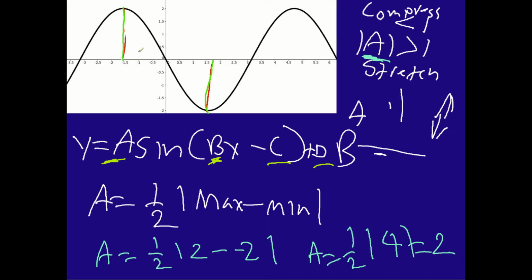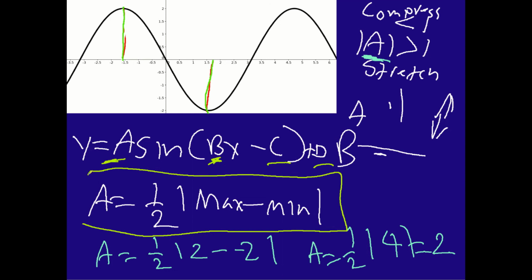And so this can be calculated by using this equation right here, this expression right here. So you do A equals 1/2 times the absolute value of the maximum subtracted from the minimum. And so when you do that, you're able to figure out what is the amplitude, or what is the distance, the height of the wave, the peak of the wave, how far is that going up or down.